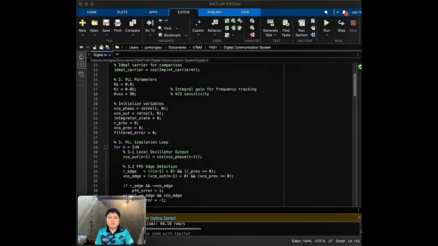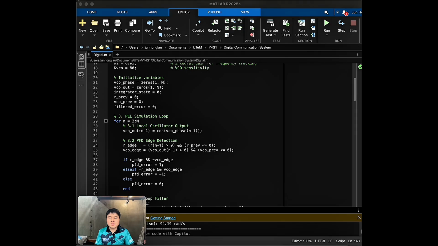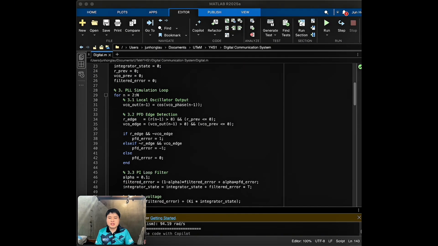Inside the loop, the phase frequency detector compares input and VCO edges. If the input edge comes first, the error is +1, meaning the VCO is lagging. If the VCO edge comes first, the error is -1, otherwise 0. This error is smoothed by a low pass filter with alpha 0.1, then integrated. The control voltage is Kp times the filtered error plus Ki times the integrator. Finally, the VCO phase updates using the nominal frequency plus KVCO times the control voltage. This generates the next VCO output, completing the loop.